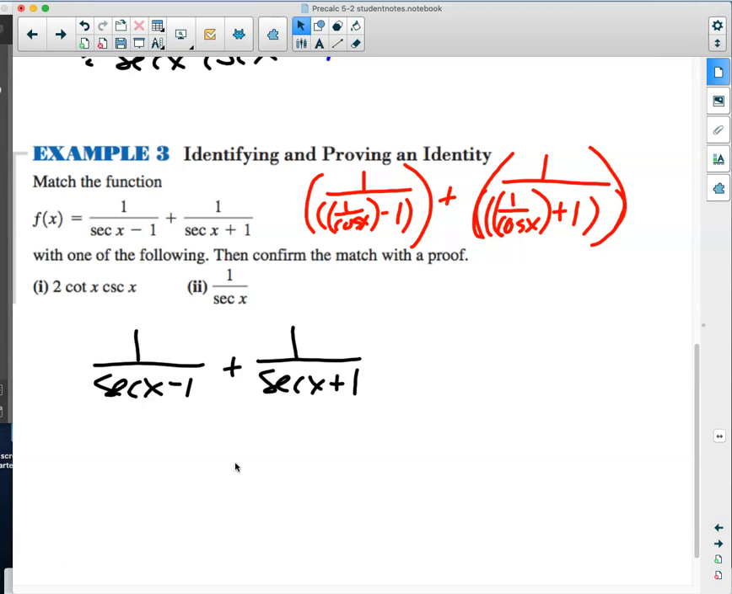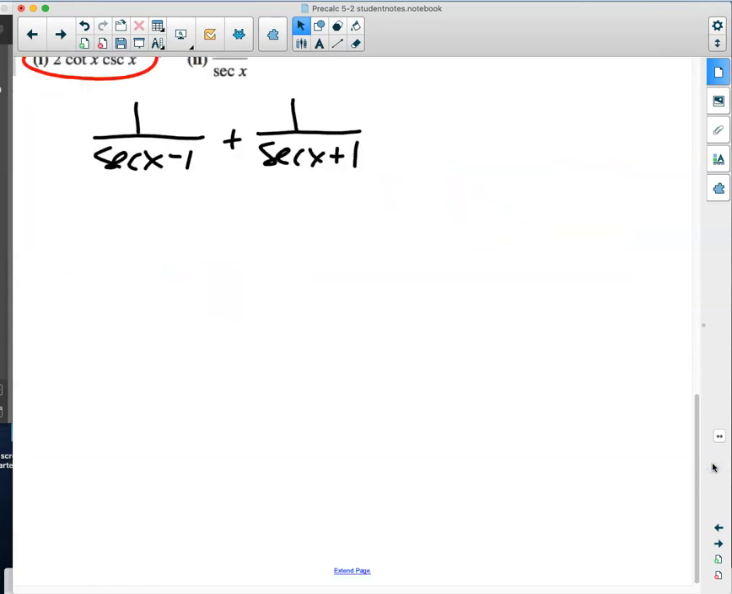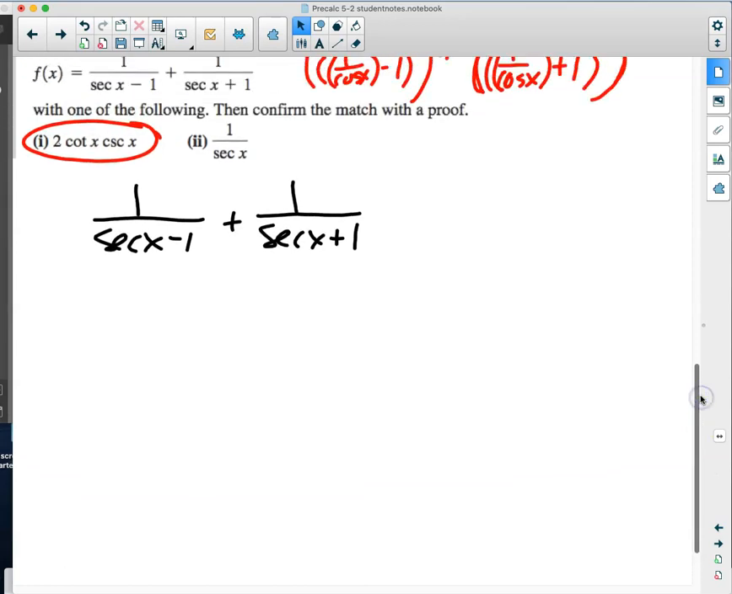Again, this has addition in it. We know we have to get to this, which is multiplication. So the obvious choice would be, hey, let's find an LCD and put these together and then see what we can do. Unfortunately, the LCD is kind of a whopper.